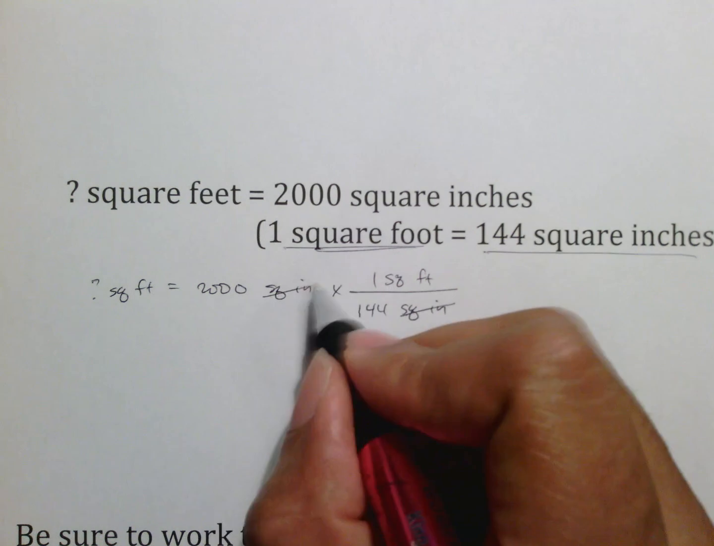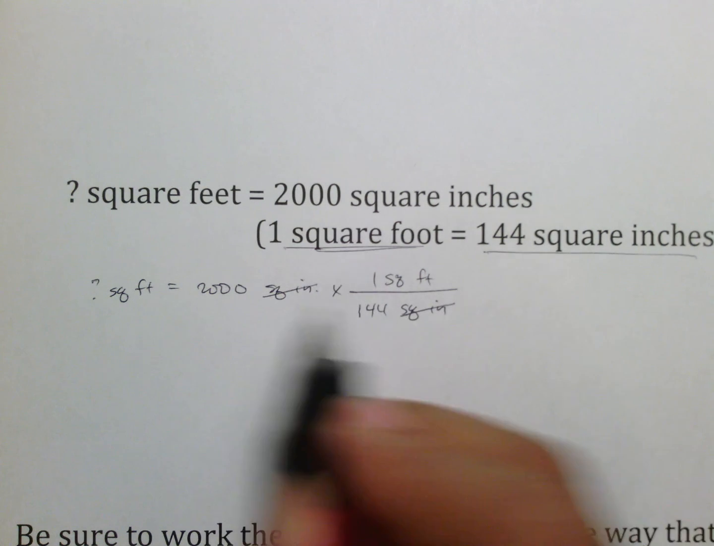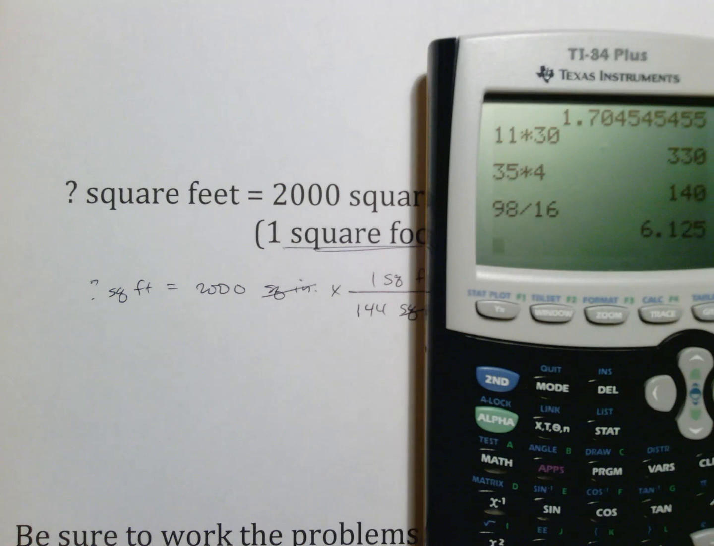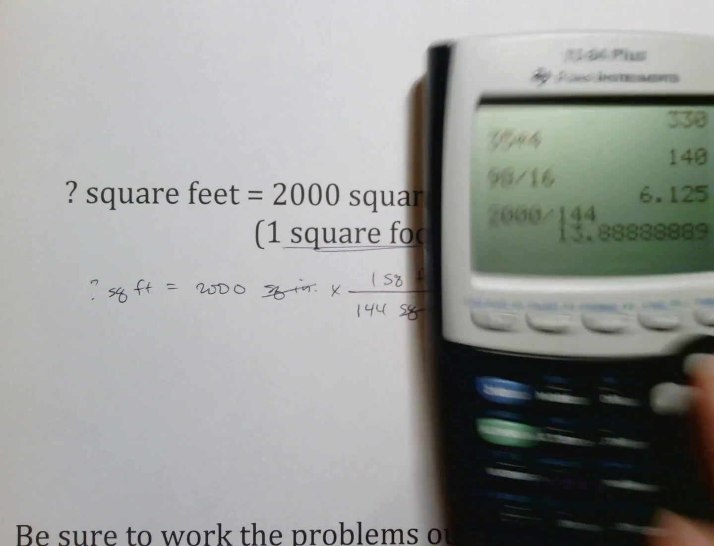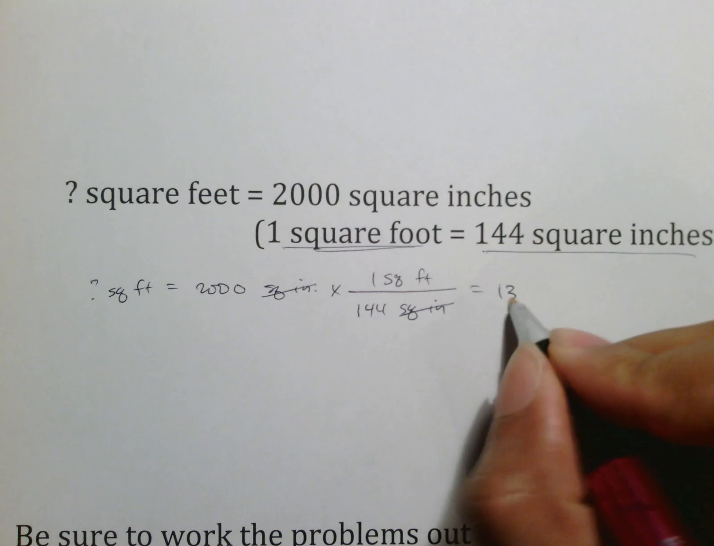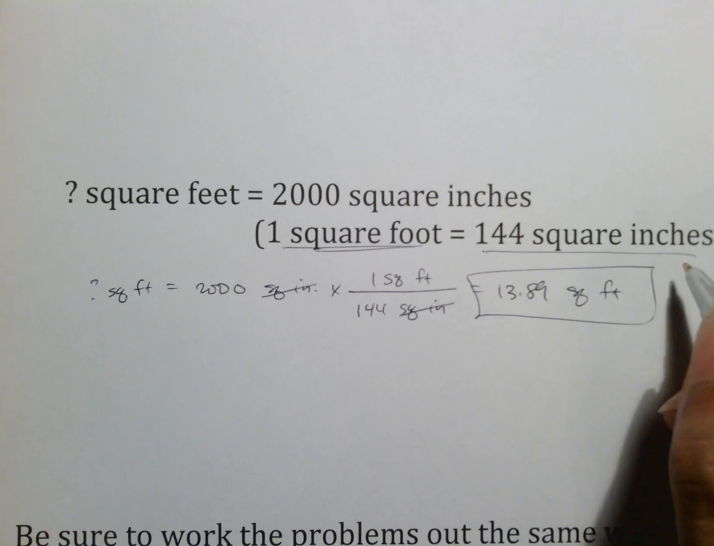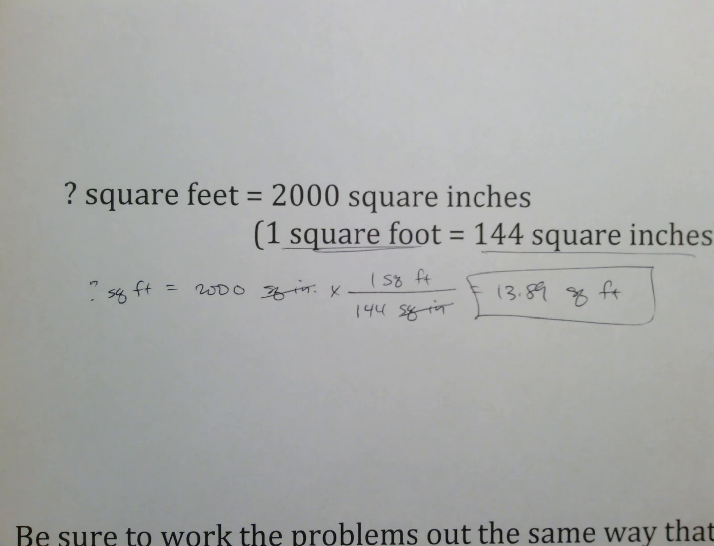Square inches cancel out with square inches, and because 144 is on the bottom, I will divide. Again, bottom numbers you divide by. 2,000 divided by 144 equals about 13.89 square feet is what we're looking at.